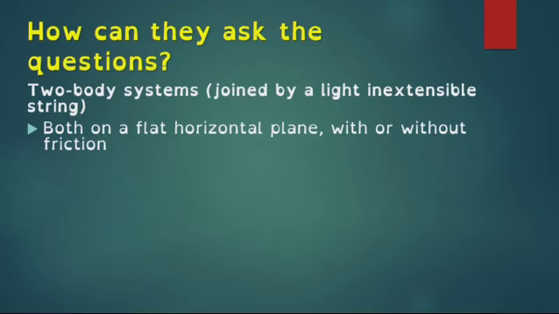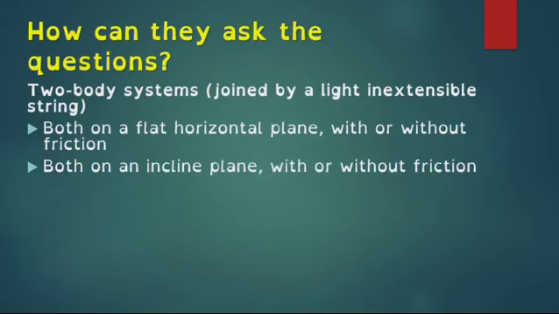So, for two body diagrams, we could either have both on a flat horizontal plane, and again, the plane could be with or without friction, and we could have an applied force either parallel to the plane or at an angle. Both objects could be on an inclined plane, again, with or without friction, and the applied force could either be parallel to the plane or it could be at an angle to the plane.